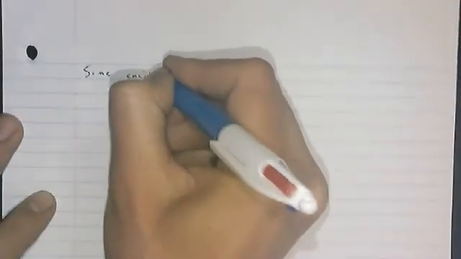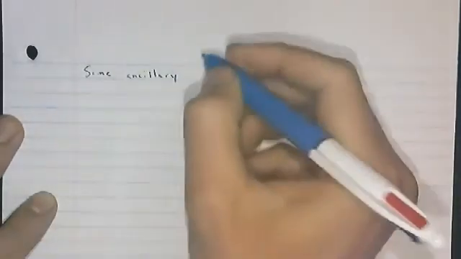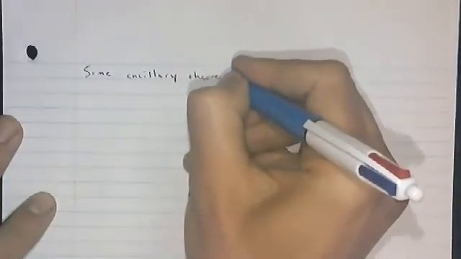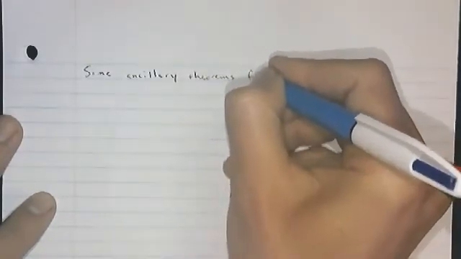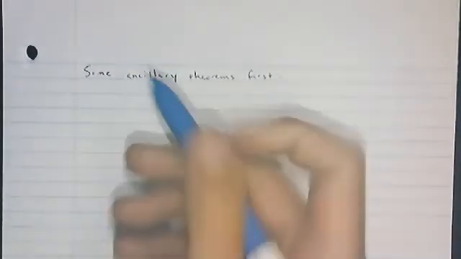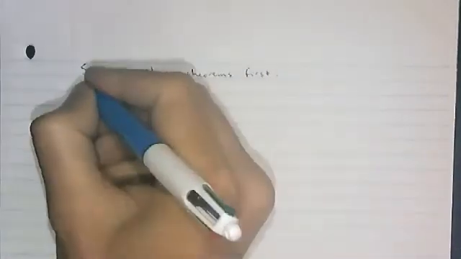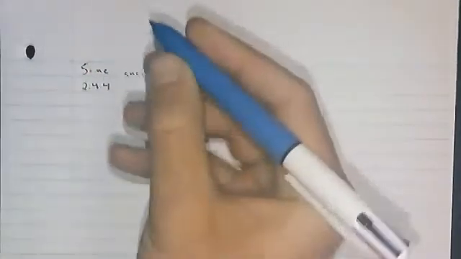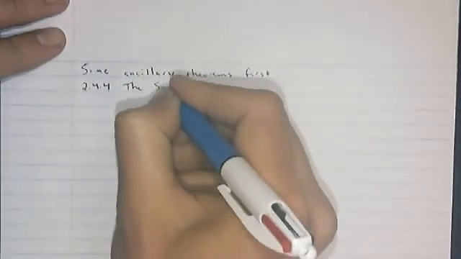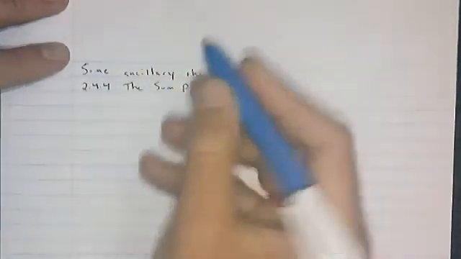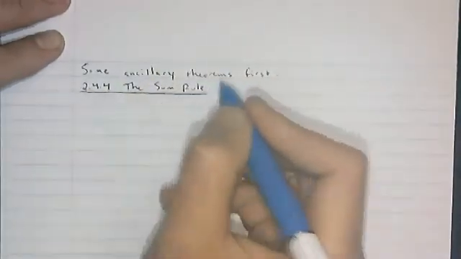Yeah, I know. Okay, 2.4.4. And just so you guys know that it's a real word, ancillary theorems. First, the sum rule. 2.4.4, the sum rule, which just says we can add the derivatives of functions.